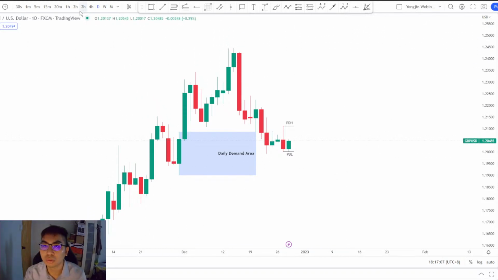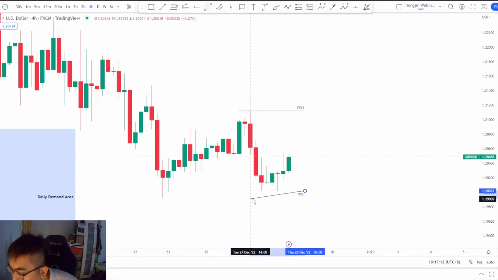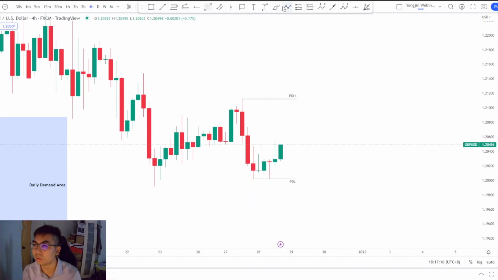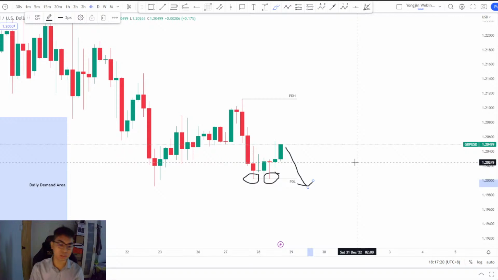Next, I'll move on towards the 4 hour chart. The price actually formed some kind of equal low with the previous daily low, what we have right there, and we can possibly look for price to continue bearish to clear out that area.